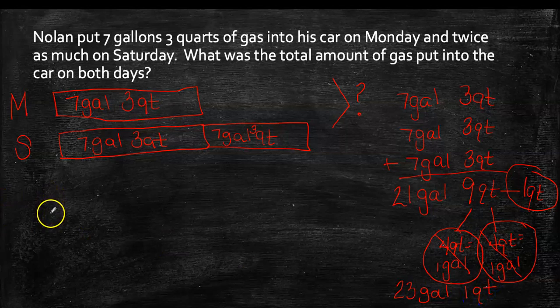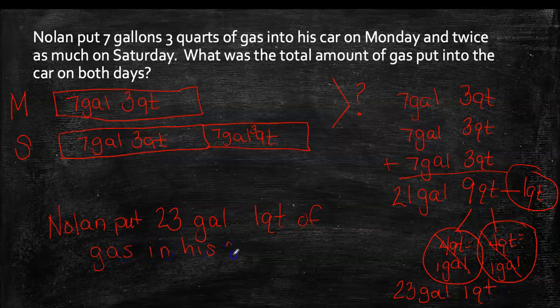So how much gas did Nolan put both days? Nolan put 23 gallons, 1 quart of gas in his car both days. And I'm sure you could have made a shorter sentence. But there you have it, folks. See, when you take your problems and do it chunk by chunk, it makes it a little bit easier, instead of taking the whole thing at once.